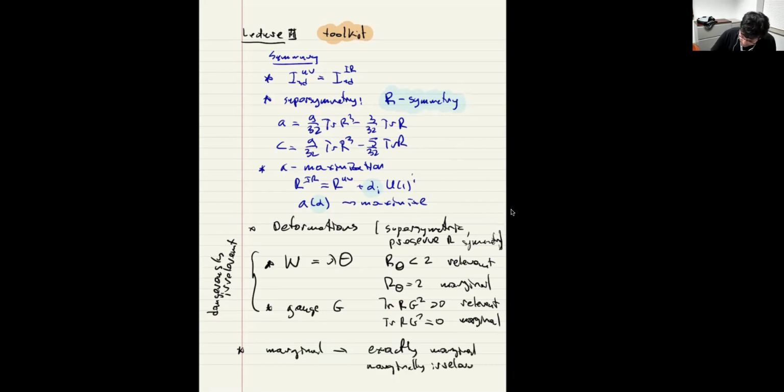We have discussed that in supersymmetric theories these are the only two options. There are no marginally relevant operators. Operators can be either marginally irrelevant or exactly marginal. And the way to find the exactly marginal operators is to compute the following quotient.